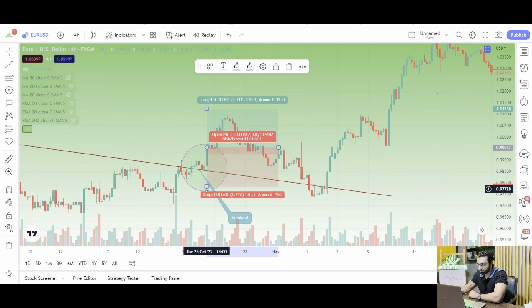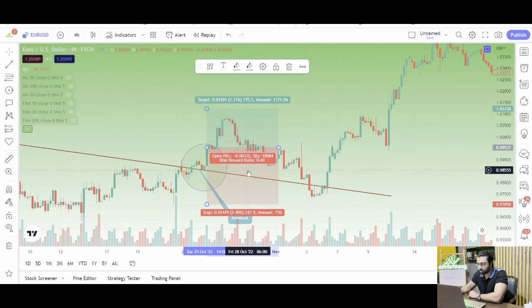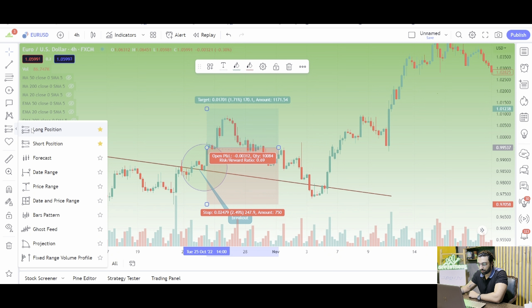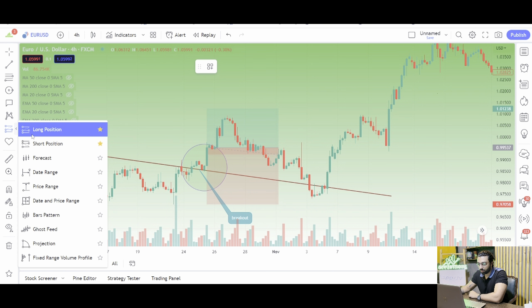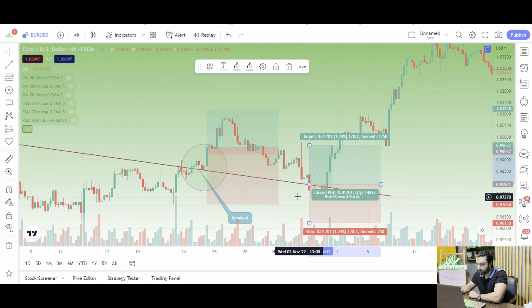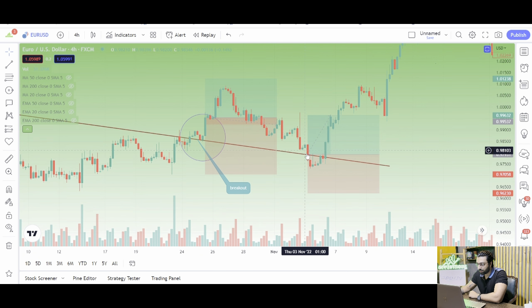And what should be your stop loss? Your stop loss should be your previous low. Or for the second entry, you will take this long position. That's a tool in TradingView as well, long position or short position. The second entry would be here when the market retested the trend line. So you can take entry from here.